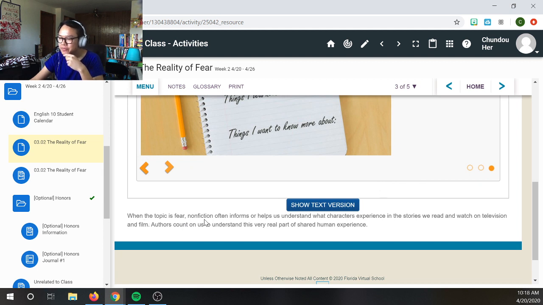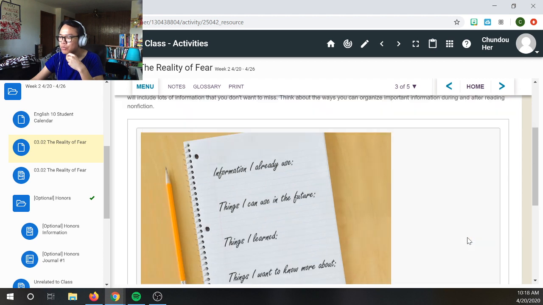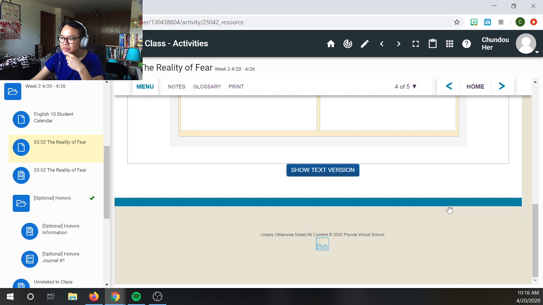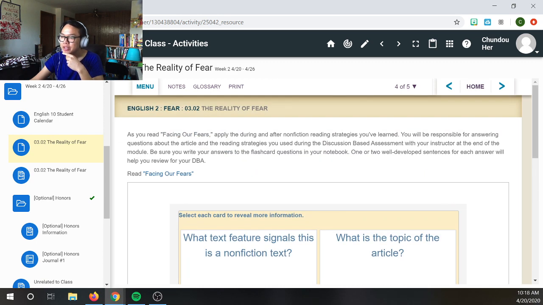So when the topic is fear, nonfiction often informs us to understand what characters experience in the stories we read and watch on television and film. Authors count on us to understand this very real part of shared human experience. Alrighty. Next page. We're almost done with this lesson, y'all. So as you read Facing Our Fears, apply the during and after nonfiction reading strategies you've learned.